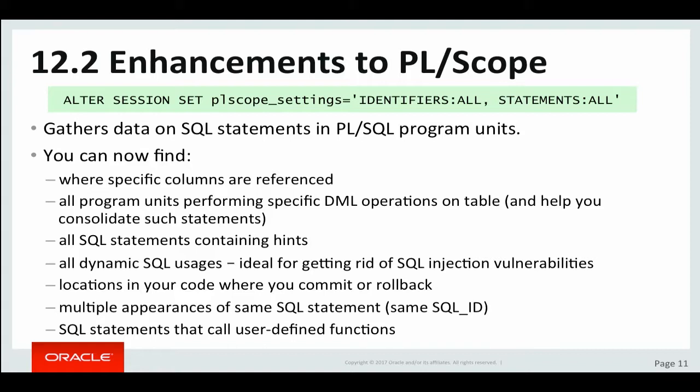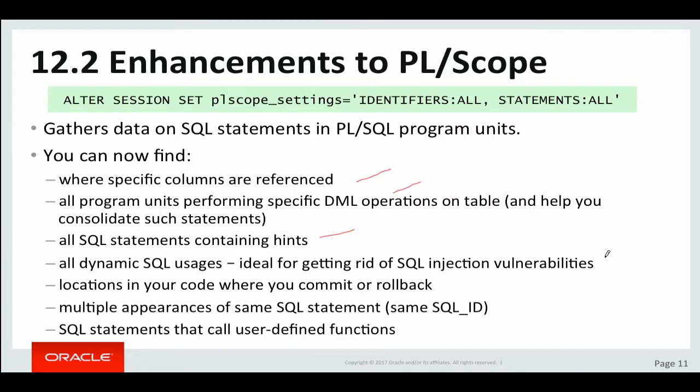So then you can now find out where specific columns are referenced, and which program units perform specific DML operations. Find all the SQL statements containing hints. So your developers went crazy. They learned that you could do this thing, /*+, and you could tell the optimizer what to do. Darn it. And of course that can create all sorts of horrible problems. So now very easily, you can find all those references across your code base.